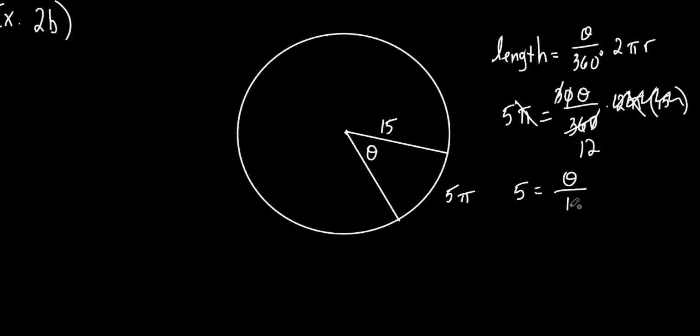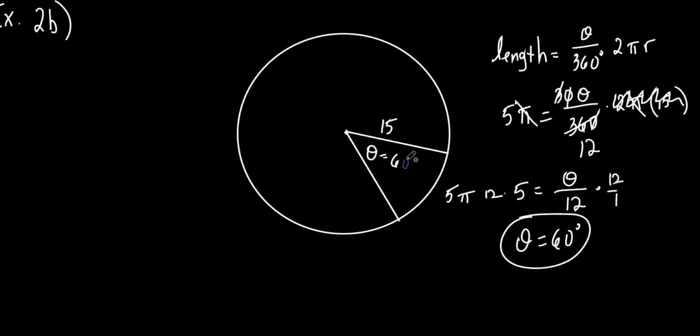Theta over 12. It came out to 1 over 12. Everybody see that? Now, how do I get rid of that 12? It's being divided. How do I get rid of something that's being divided? I multiply it. So I multiply this side by 12 and multiply this side by 12. And what's theta? It's 60 degrees. There it is. And that's what that answer is right there. Just 60 degrees. Does that make sense?